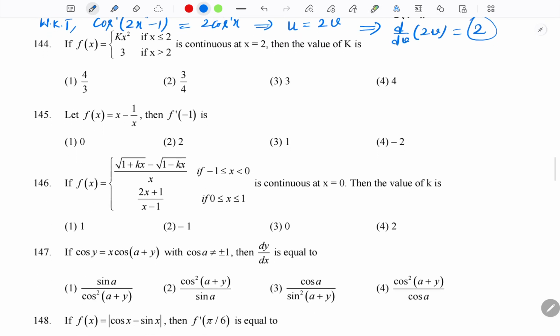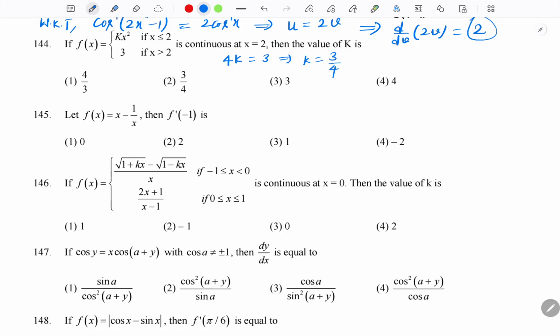Without pen and paper, we will try this question. Continuous at x equal to 2. If I substitute x equal to 2, 4k equals 3, then k equals 3 by 4. Option number 2. Now write down: if I substitute directly, 4k is equal to 3, then k equals 3 by 4.